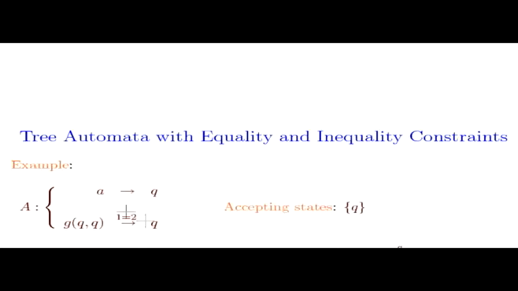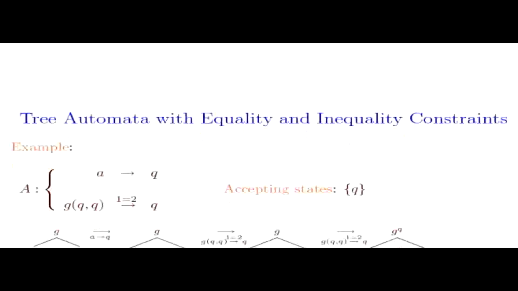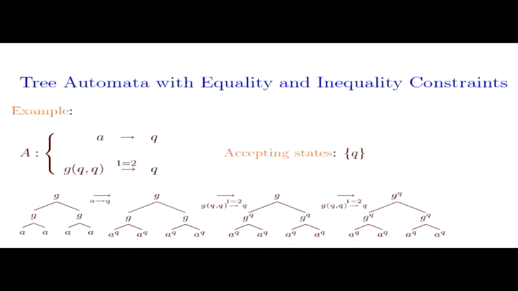This constraint imposes that the first and the second subtrees must coincide for the application of the rule. Look at this example of execution. After applying the first rule 4 times, we reach state Q at each leaf. In this step, we apply second rule twice. This is possible because the terms pending at both childs of the root application place coincide. This rule is applied again in a last step to reach Q.